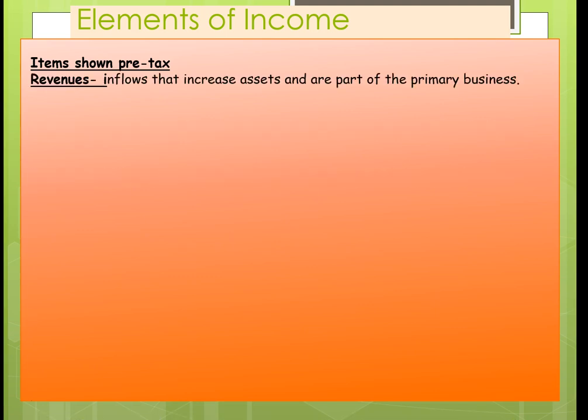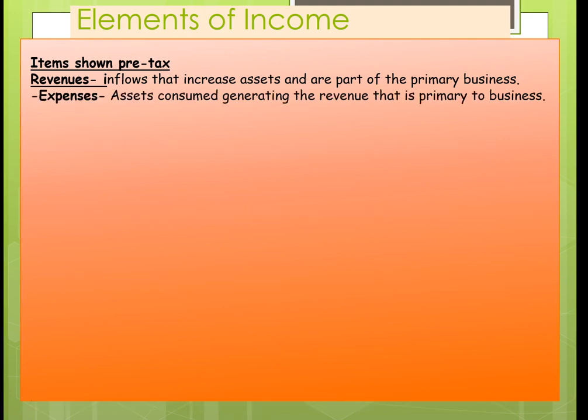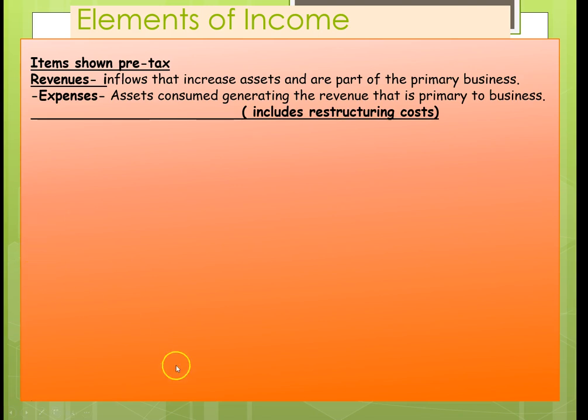First, we have revenues. These are inflows that increase assets and are part of the primary business, i.e., you wouldn't include interest income in this area. Expenses are assets consumed generating the revenue that is primary to the business. This also includes restructuring costs.